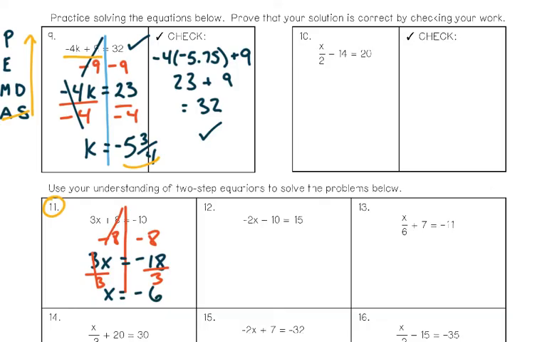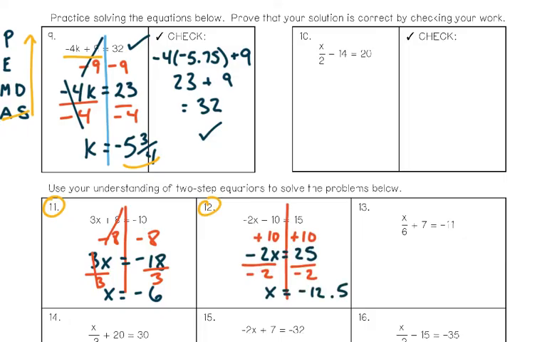At this point, how can I check to see that I did my math correctly? You should plug it back into the original equation. When you get that done, it gets negative 10 equals negative 10, which means you did it correctly. Let's go ahead and try number 12 all by yourself, and then press play whenever you're ready to check. You should have ended up with x equals negative 12.5, and then remember, you can always plug that back in to the original equation to check.